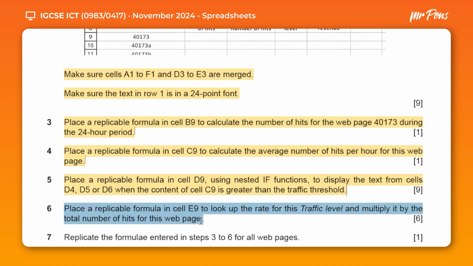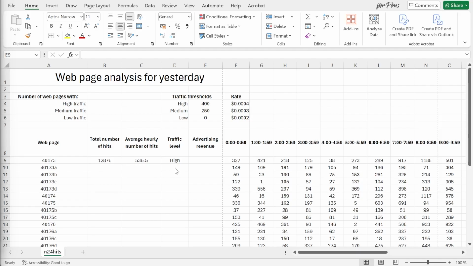Next, we will create a formula for cell E9 that looks up the rate for the traffic level and multiplies it by the total number of hits. First, let's use the XLOOKUP function, which has three main parts.